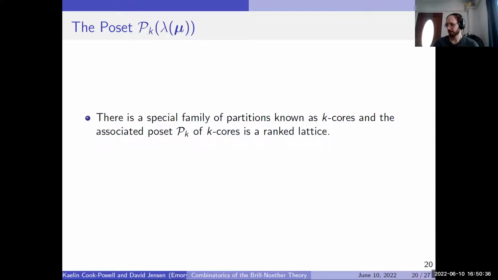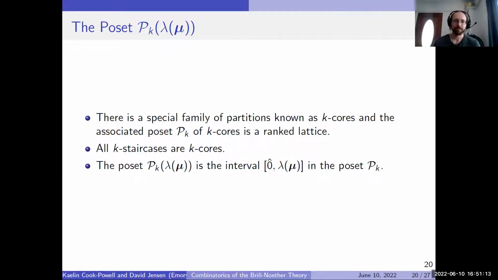Now, it turns out that if I want to go further, I need to extend the family of partitions I'm looking at. I want to look at k-cores, this slightly larger family. And one of the nice things about this family of partitions is that it ends up being a ranked lattice, and we're secretly going to take advantage of that a lot. I'll try to make it explicit how we take advantage of the fact that it is a ranked lattice. So one thing is that k staircases are k-cores.